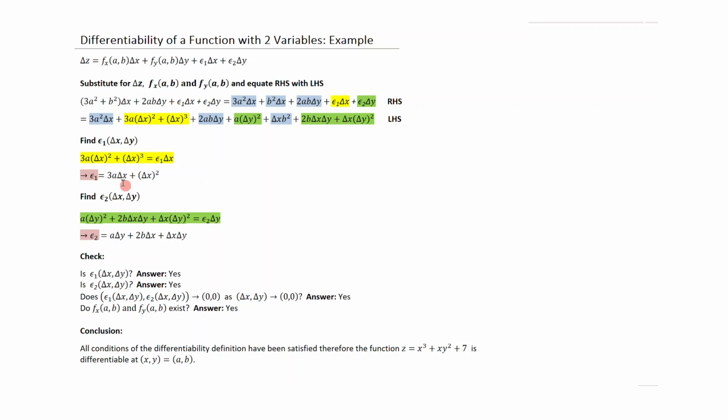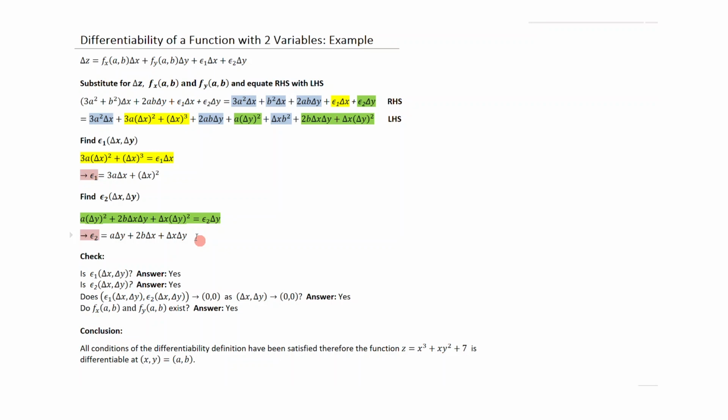And notice it's a function of delta x. We can do similarly for epsilon 2, where we equate epsilon 2 delta y with the terms only involving delta y, and simplifying by dividing through by delta y, we find that this epsilon 2 is a function of both delta x and delta y. All right, so all the computations are completed.